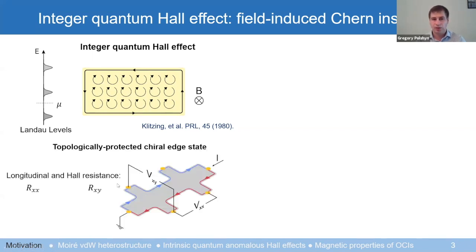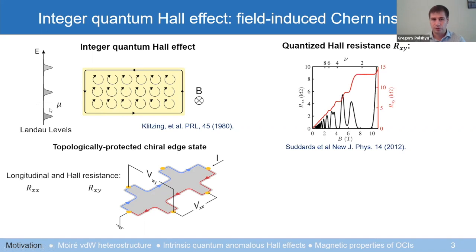And these chiral edge states manifest themselves in electronic transport if we measure the longitudinal and the Hall resistance, Rxx and Rxy. When an integer number of Landau levels is occupied, Rxy shows a plateau with a quantized value of resistance, while the longitudinal resistance Rxx becomes 0. And this is again just a manifestation of edge state transport.